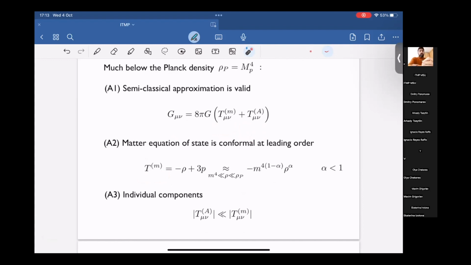I'm going to assume that at high energies, meaning energy scales that are much higher than the mass of the fields involved, but still much smaller than the Planck density, this trace scales with some power. So it scales as rho to the power alpha, where alpha is strictly smaller than 1. In order to match the dimensions on both sides of the equation, you need to introduce some mass term, and I'm just calling that m. So alpha is some number typically from 0 to 1.